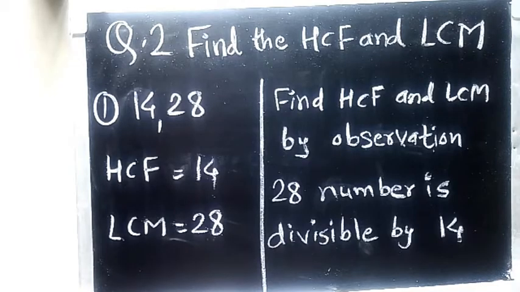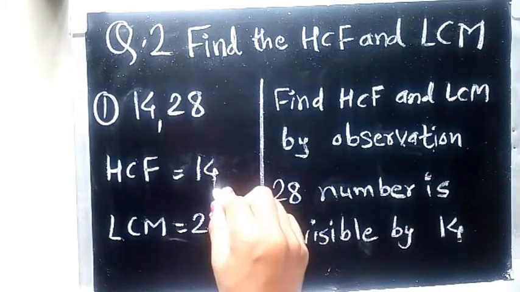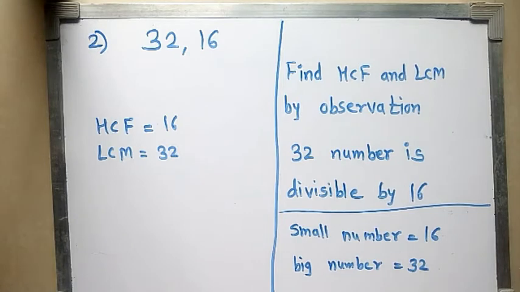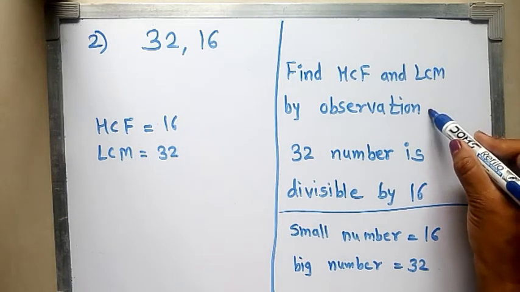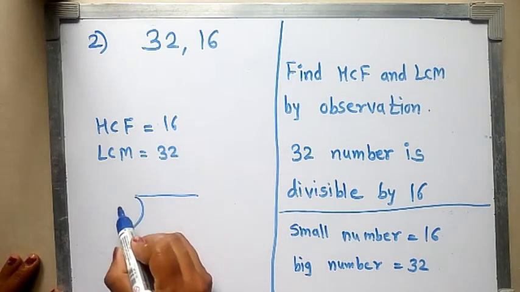Question 2. Find the HCF and LCM. First example is 14 and 28. HCF is 14 and LCM is 28. Second, 32 and 16. Find the HCF and LCM by observation. 32 is divisible by 16. So the HCF is 16 and LCM is 32.